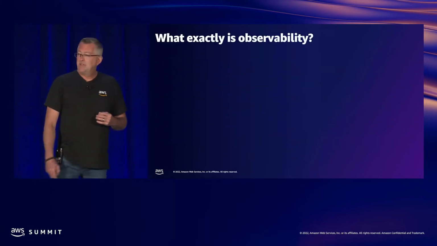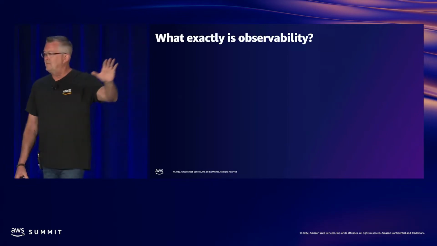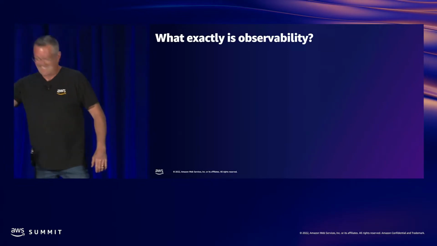So what exactly is observability? Anyone in the audience? John, Muthu?